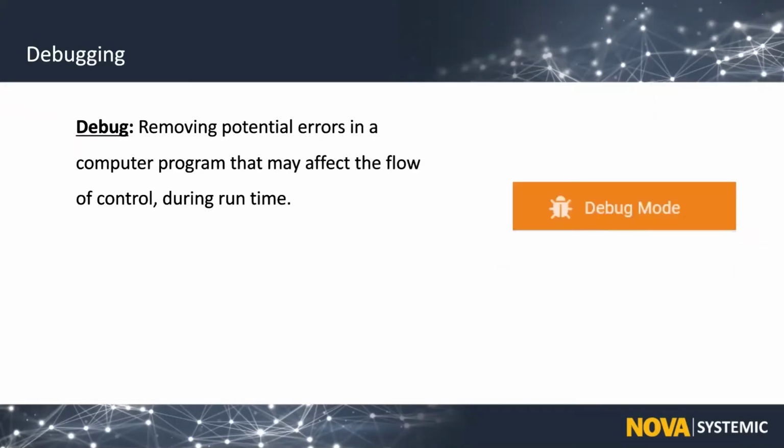Debugging mode is known as the process of removing potential errors within that code that will affect the flow of control as you execute the completed code. So we're going to go over to MakeCode. We're going to look at code that has already been pre-written, and we're going to go into debugging mode and program tracing as well.